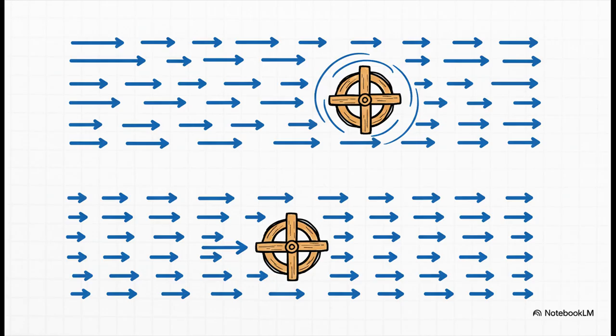This little paddle wheel is the perfect way to think about it. Imagine you could drop a microscopic one right into the field. If the forces around it make it start to spin on the spot, then you've got curl. If it just gets carried along without rotating at all, then hey, the curl is zero right there.